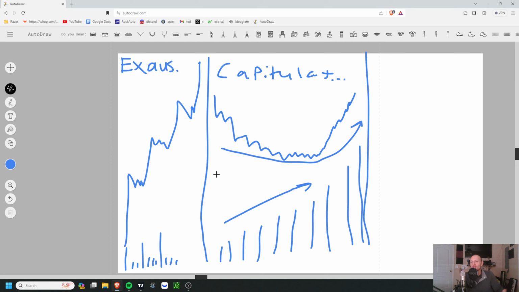Okay, so remember, exhaustion, more or less, you're going to see continuation throughout the trend. Capitulation, more or less, you're going to see follow through in the pivot, right? Or more or less, it's indicating weakness of a trend. Okay, and then you just have a regular wall.